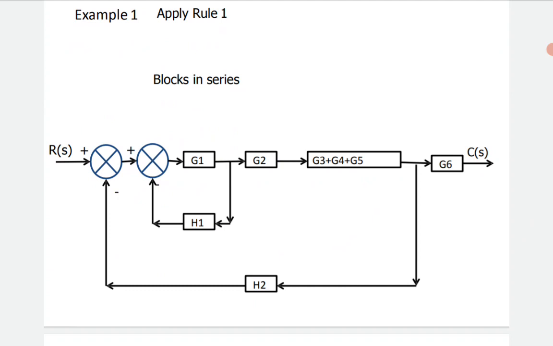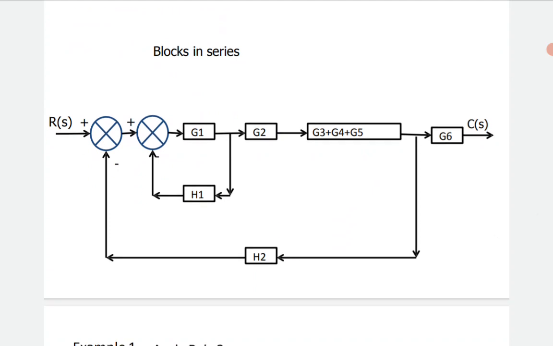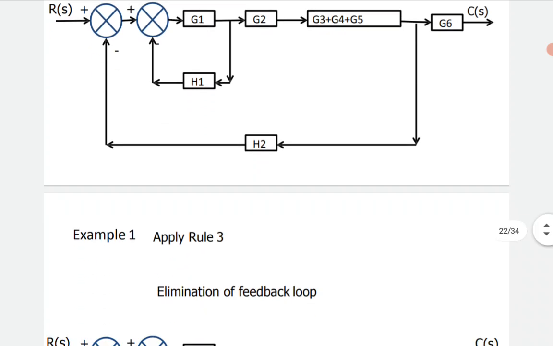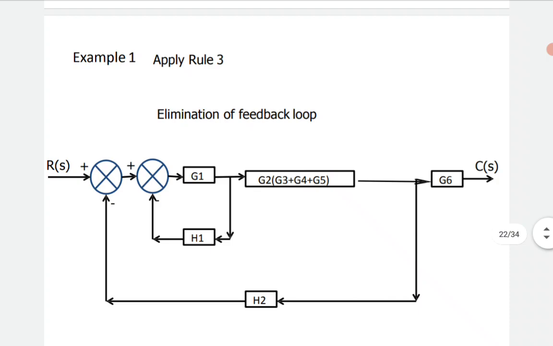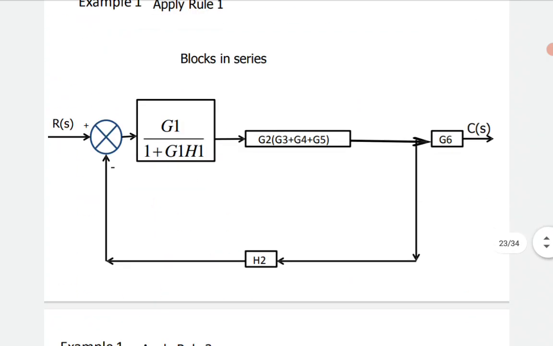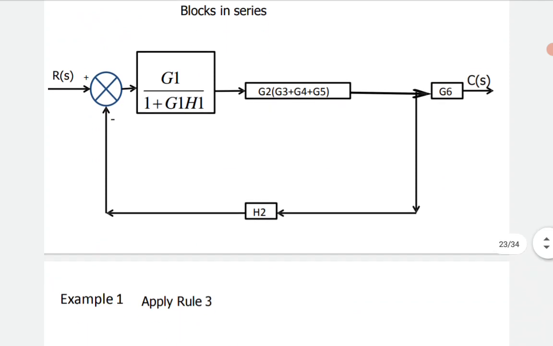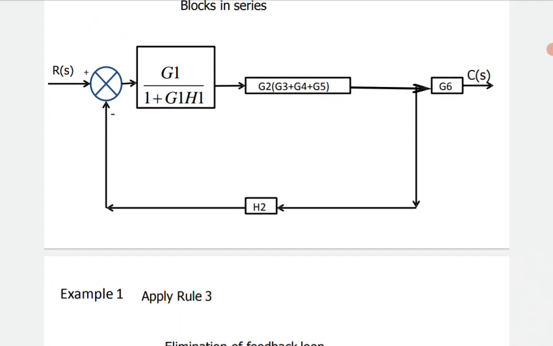After that, my next job is to cascade G3 plus G4 plus G5 with G2, because there is no obstacle between G2 and that block. So it will be G2 into G3 plus G4 plus G5. Then what should I do? I need to eliminate the feedback path connecting G1 and H1, that will be G1 by 1 plus G1 H1. Then again I need to cascade these two blocks, G1 by 1 plus G1 H1 and G2 into G3 plus G4 plus G5. That is the product, G1 G2 whole into G3 plus G4 plus G5, whole divided by 1 plus G1 H1, obviously.